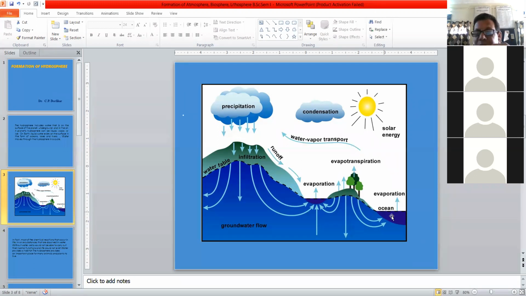And these oceanic bodies are a larger part of the water bodies. This ocean water is evaporated by the temperature, and this process is called evaporation. And after the evaporation, the water vapor is transported, and it forms the clouds.